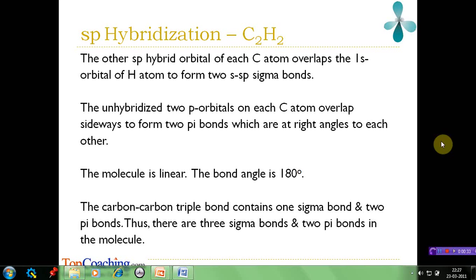Thus, the carbon-carbon bond is a triple bond, which contains one sigma bond and two pi bonds. Therefore, acetylene molecule is linear. There are total 3 sigma bonds and 2 pi bonds, and the bond angle is 180 degree.